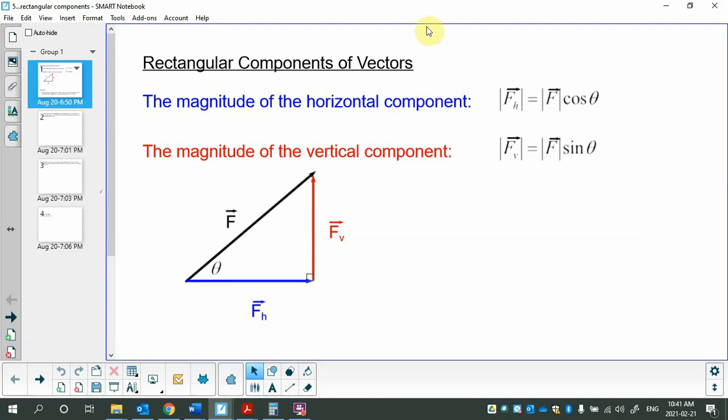So anyhow, what we're doing now is talking about rectangular components of vectors, meaning if you're given a vector that has some slant or slope to it, I'm going to call it vector F, capital F for force. And this is vertical, which I'm going to do in red. And this is horizontal, so we're going to note them as vector F vertical and vector F horizontal.